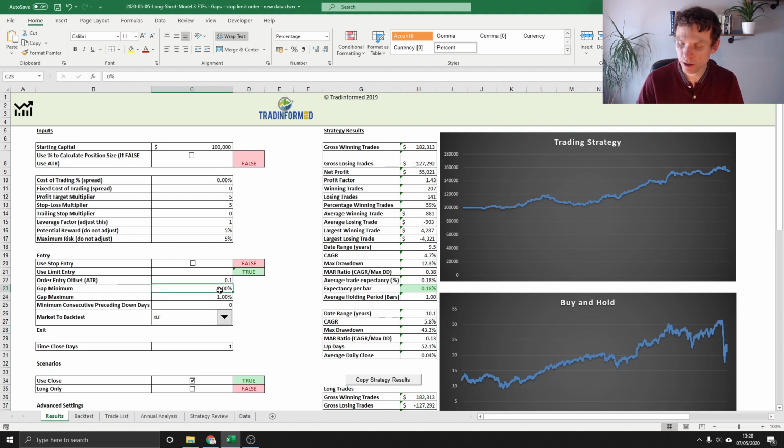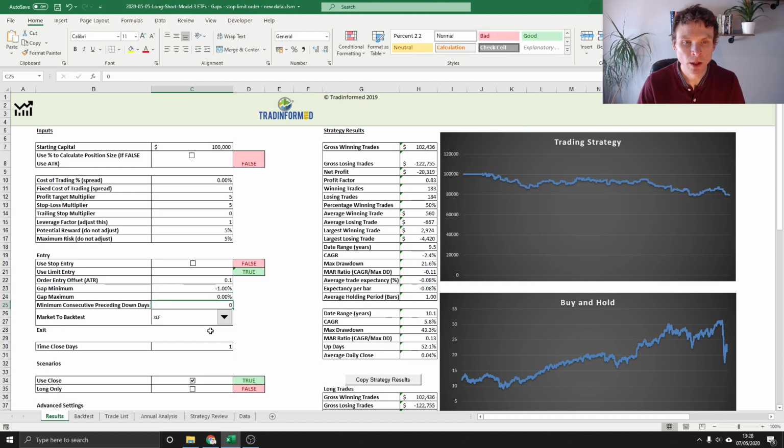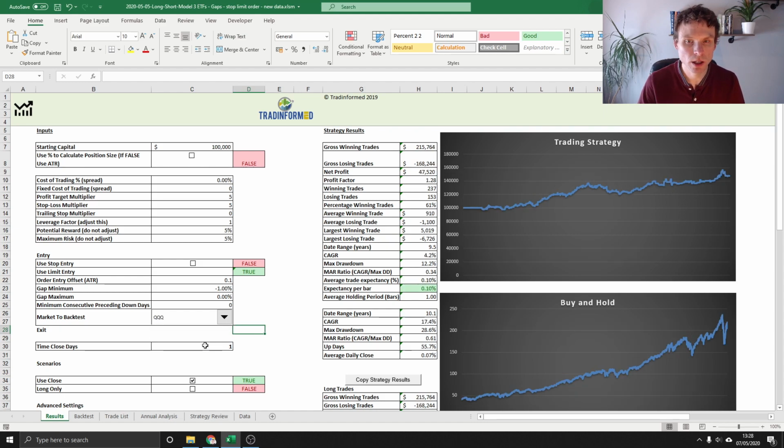Now let's see how that is affected when we're looking at a gap down. So XLF, if we increase it, we're really getting no advantage at all. So it's not even worth looking at that for the limit entry.